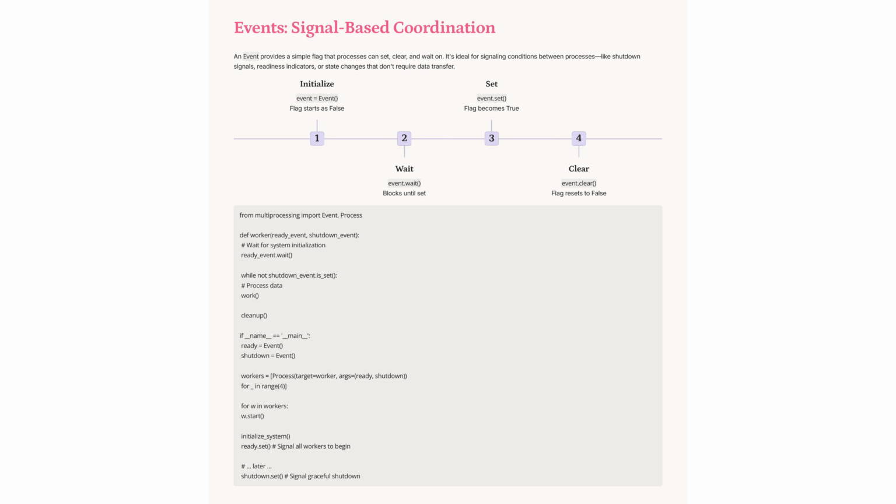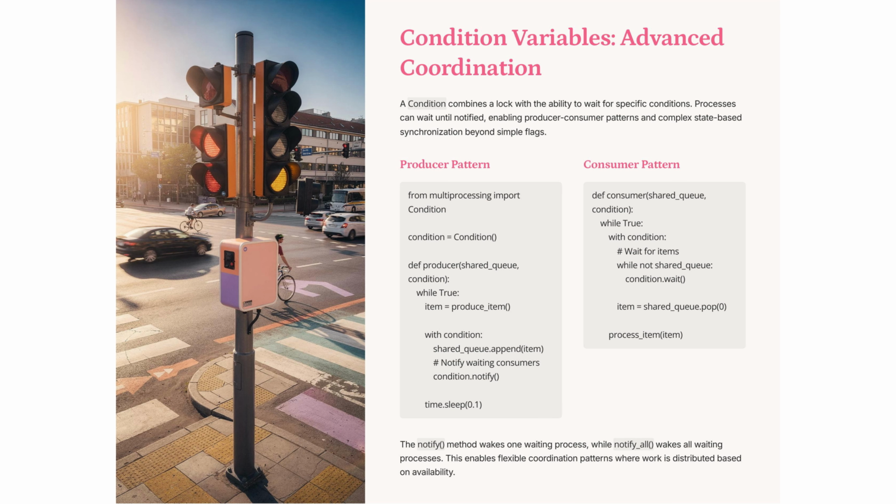This is useful for readiness indicators or shutdown signals. Processes can reset the flag using event.clear, ensuring flexible coordination without data transfer. Condition variables enhance coordination by combining locks with wait capabilities, ideal for producer-consumer patterns. Producers generate items, notifying consumers via condition.notify. Consumers wait for items, processing them upon notification. This method supports complex synchronization, allowing processes to efficiently manage shared resources and distribute work based on availability.